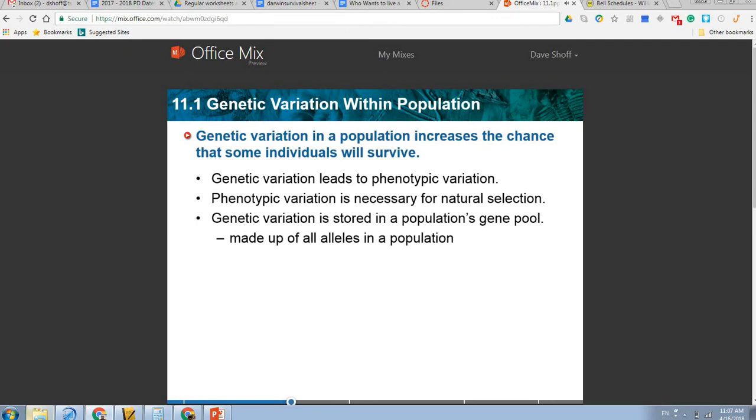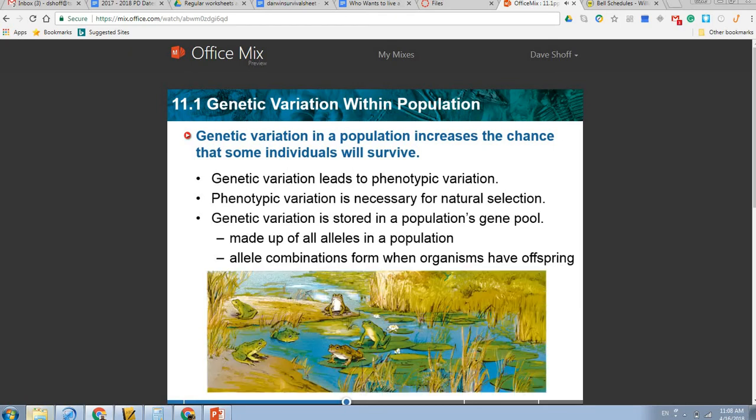the alleles that make up a population. So a gene pool, you could be talking about like the gene pool of Lafayette. You could be talking about the gene pool of your family. You could be talking about whatever group. It's all of that population's allele combinations. So allele combinations form when organisms have offspring.